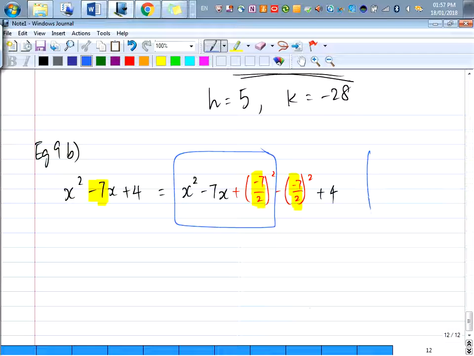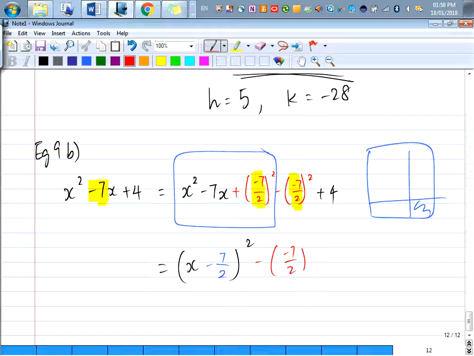Right? We have seen the diagram like this. So this is my completed square. It will be simplified to become x minus 7 over 2 square. Okay? Next, we still have a few more terms. Minus negative 7 over 2 square and plus 4.